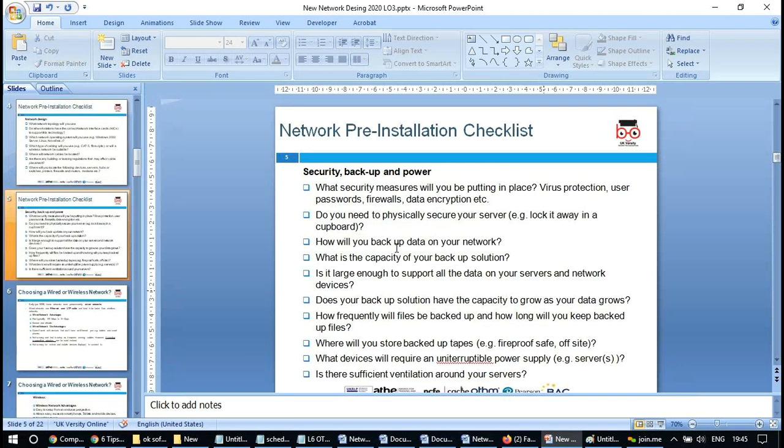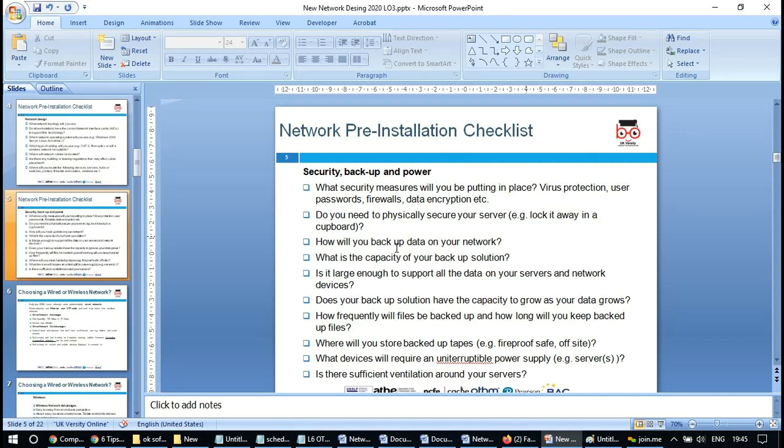Furthermore, security, backup, and power plans. What security measures will you take to protect against viruses, user password issues, and so on? Do you need to physically secure your servers? Do you want to keep your server locked? How will you back up your data?